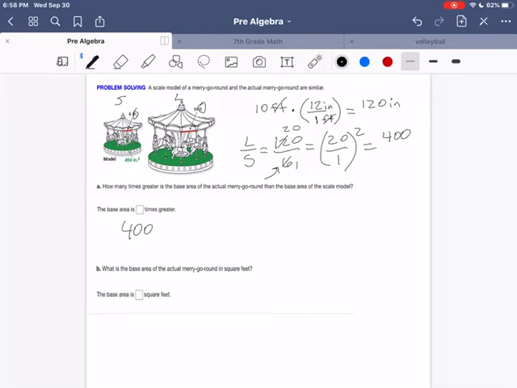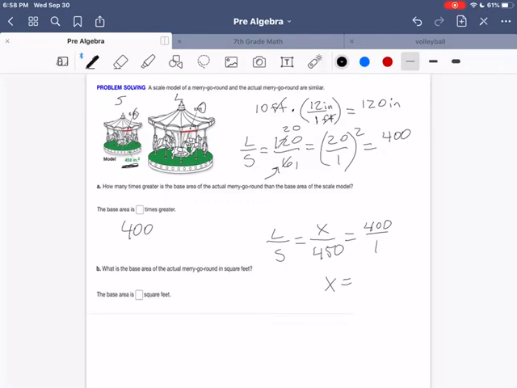Okay, so now it wants to know, what is the base of the actual merry-go-round? So we have to set up large to small again, and now we know that the large, we don't know the large area, but we want to know the large area, so that is our x. The model area is given, so that is 450, and we're going to set up our proportion. So what is the proportion? Well, the proportion is 400 to 1. Okay, so we cross multiply. X times 1 is x, so we're just going to get this answer right off the bat.